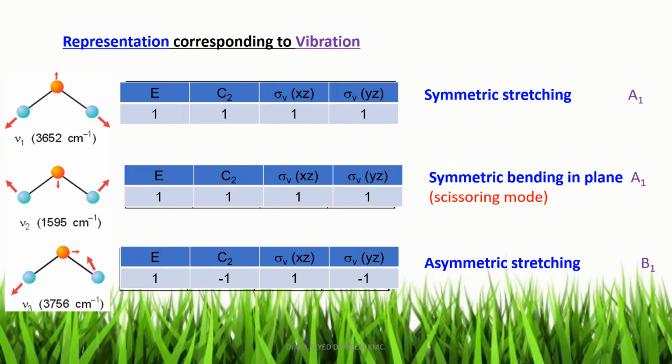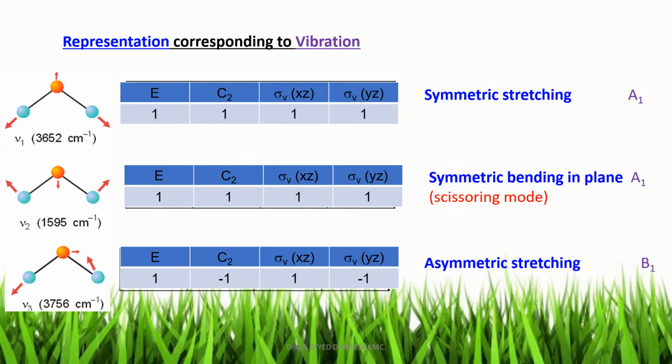Therefore, symmetrical stretching has A1 character. Similarly, symmetrical bending in plane, the scissoring mode, also has A1 character. After the scissoring mode vibration, on operation of E, C2, sigma V xz, and sigma V yz, we get a structure similar to the original one. Therefore, the scissoring mode also has A1 character.